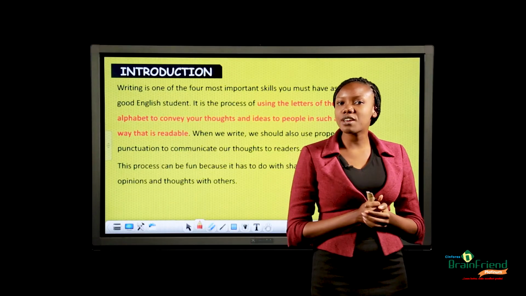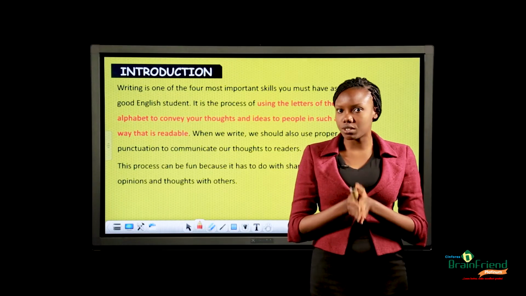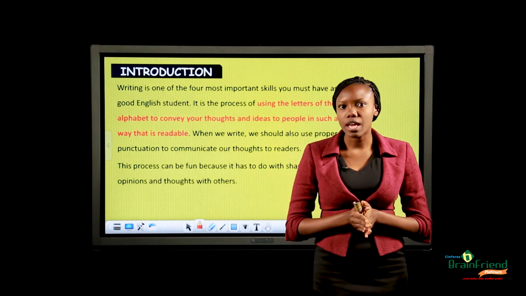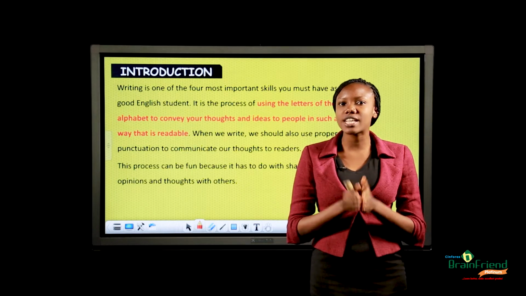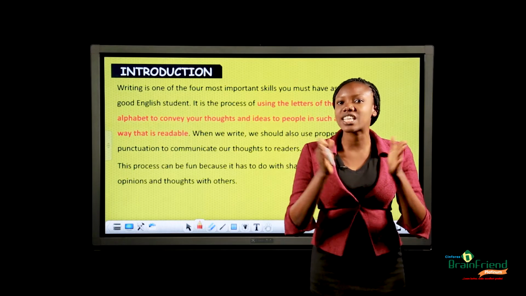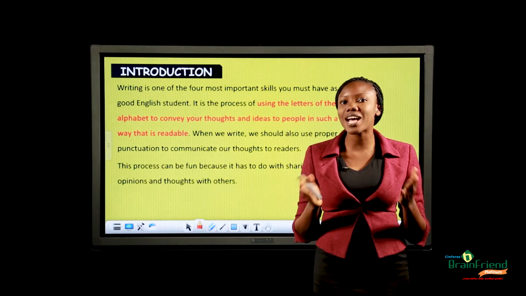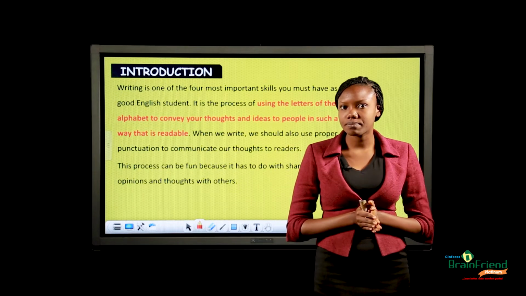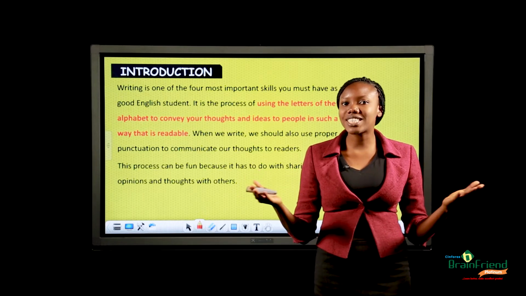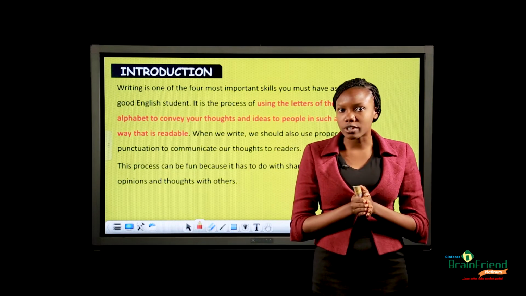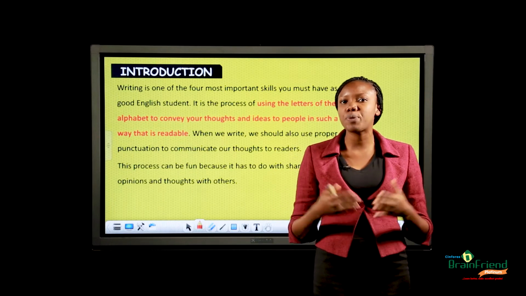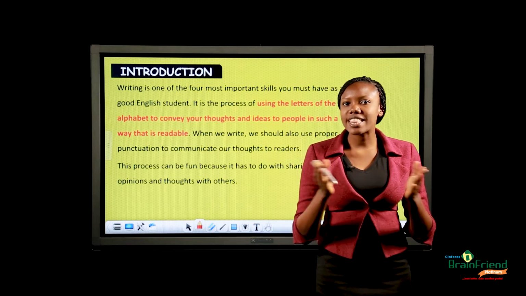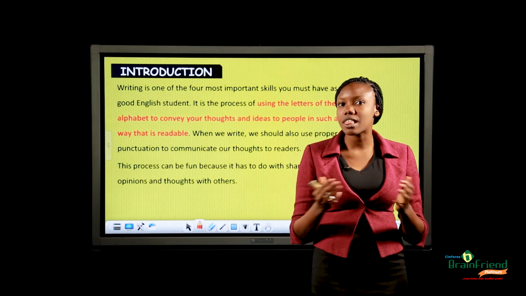There are different skills we need to have as English students, and writing is one of such skills. Writing is a process of using the letters of the alphabet, that is the English alphabet, to pass on information or ideas to our readers. Now, writing can be very fun, especially when you are telling people about your idea or concept. Let's take a look at the types of writing that we have.